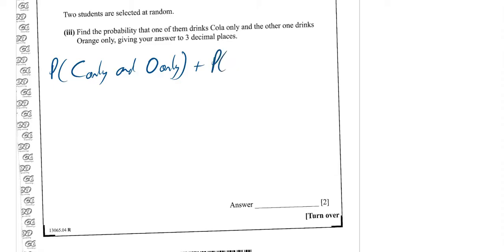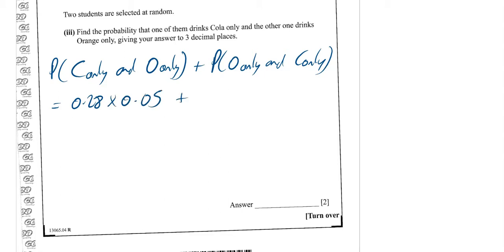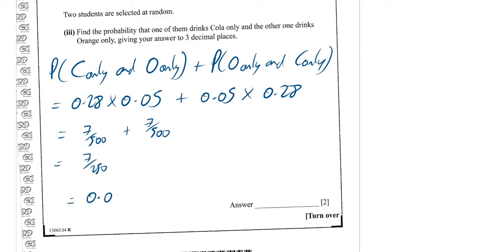Or you get it the other way, where the first one drinks orange only and the second one drinks cola only. So the probability of drinking cola only, that was 28% of people, so it's 0.28. Orange only people were 0.05. And then again, orange only was 0.05, cola only was 0.28. If you do that out, that's going to give you 7 over 500, and that's also going to give you 7 over 500, which gives you 7 over 250. And that works out as 0.028 to 3 decimal places. And that's what they'd asked you for in this question.